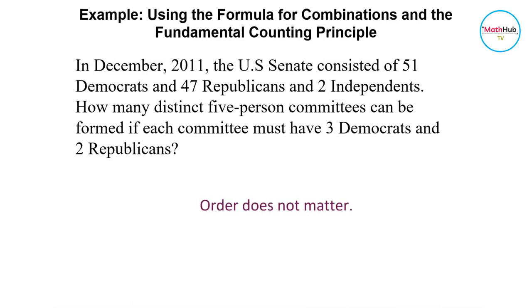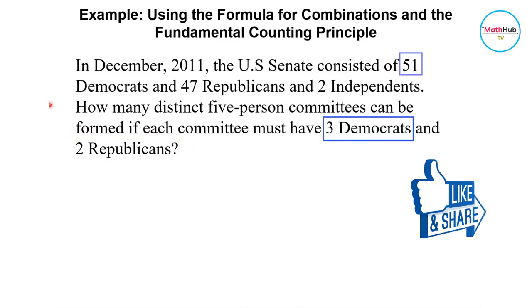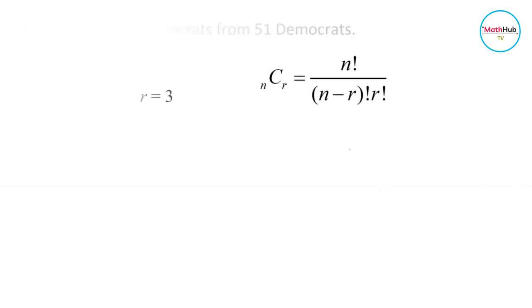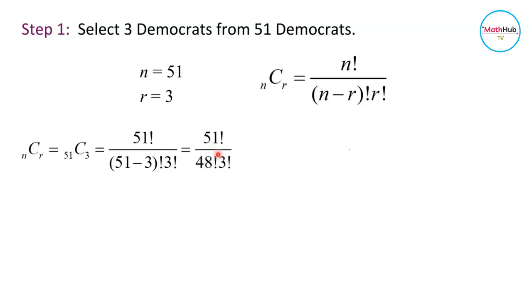Notice that the order in which members are selected does not matter, so this problem is a problem of combinations. Since each committee must have 3 Democrats and 2 Republicans, we will first have to pick 3 Democrats from the number of Democrats. Using the formula for combination, we will pick 3 Democrats from a group of 51 Democrats. So we have 51 factorial divided by 51 minus 3 factorial times 3 factorial. We therefore have 51 factorial divided by 48 factorial times 3 factorial.